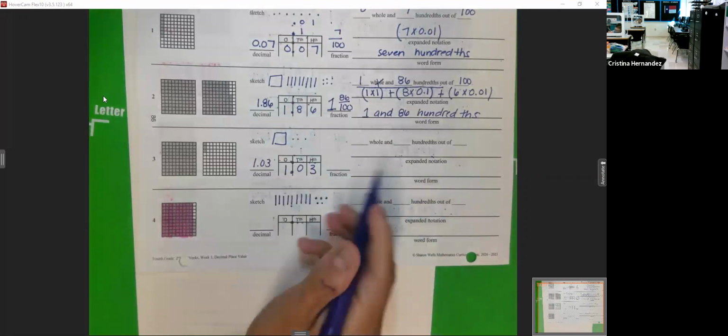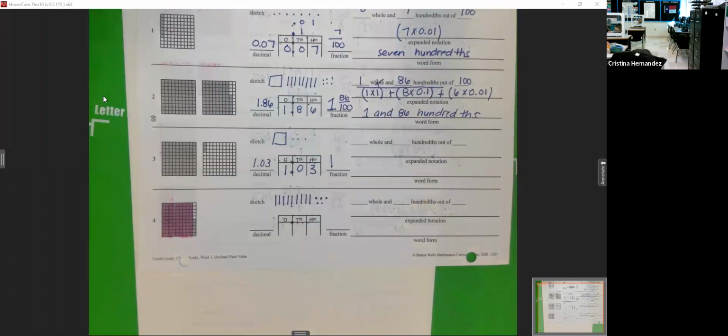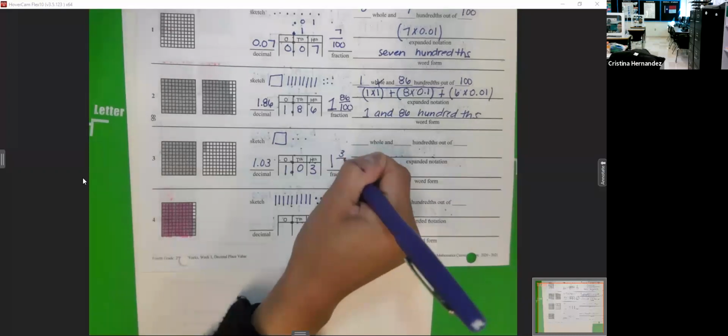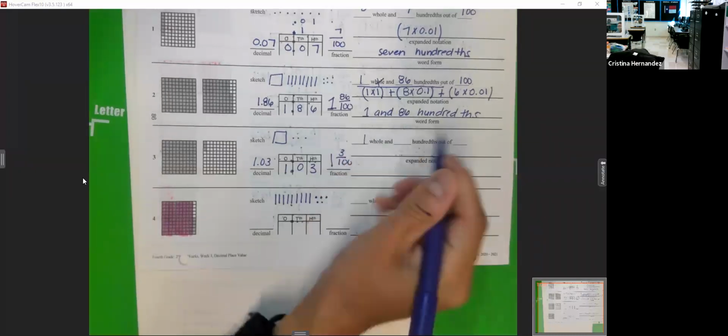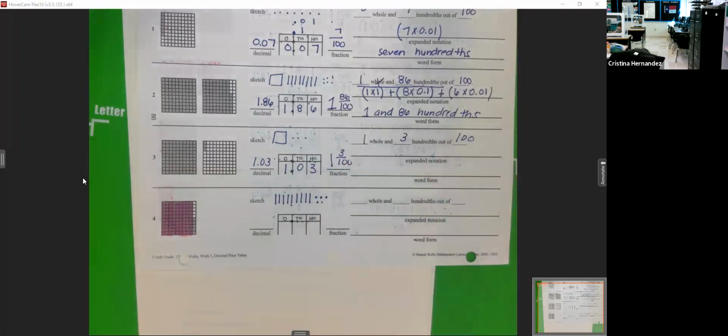So I have one whole, right? And then what's my fraction going to be? Mariah? So I got my one, but what's my fraction? 3 out of 100, or 3 over 100. Yeah. So 1 whole and 3 hundredths, 3 out of 100. Ooh, it's almost out of my reach.